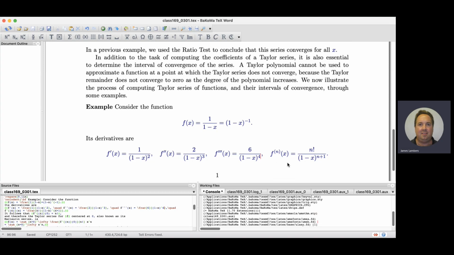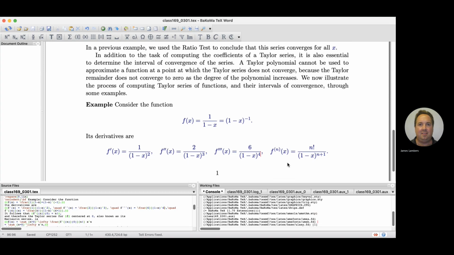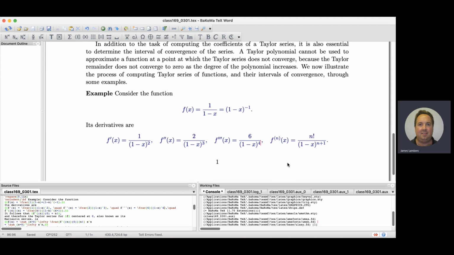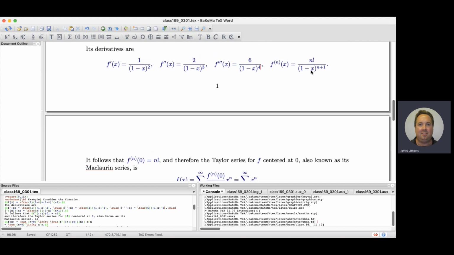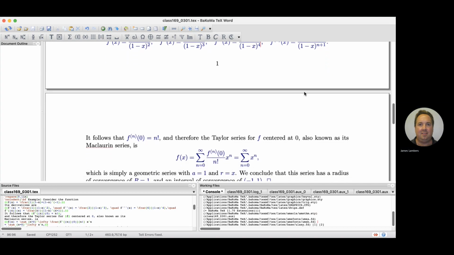So I have the information I need to get my Taylor series at whatever center I like. If I plug in x equals 0, the denominator will become 1, and I'm just left with n factorial. This n factorial cancels with the n factorial that's down here from Taylor's theorem. So I'm left with x to the n.